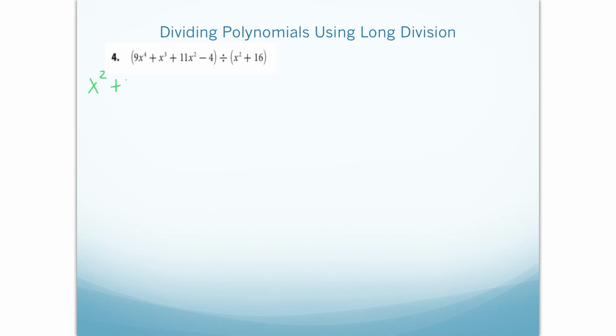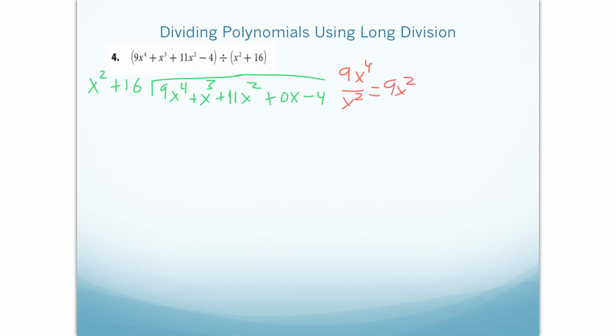x squared plus 16. And we're going to divide that into 9x to the fourth plus x to the third plus 11x squared plus 0x minus 4. So the first term, 9x to the fourth, divided by the first term, x squared, that's going to give us 9x squared. And then we're going to multiply that by x squared plus 16.